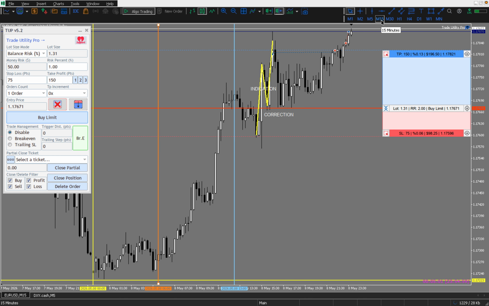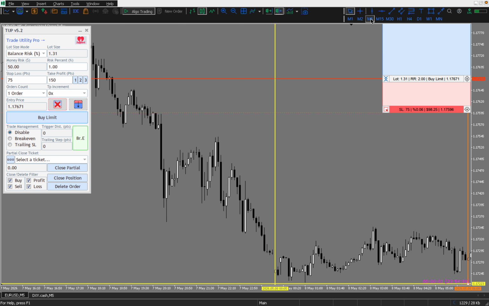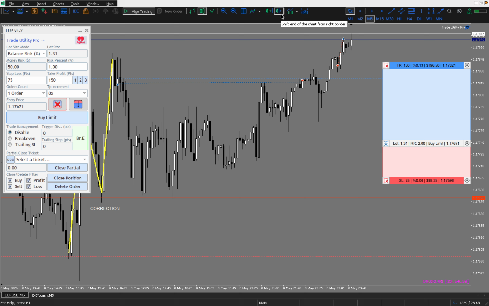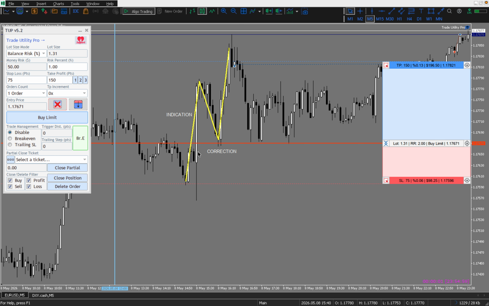On the 15, I am confirming and seeing if there's another area of interest I want to mark up, and then the 5 is going to be where I take action, where I actually pull the trigger on the trade. And yeah, that's for the day.